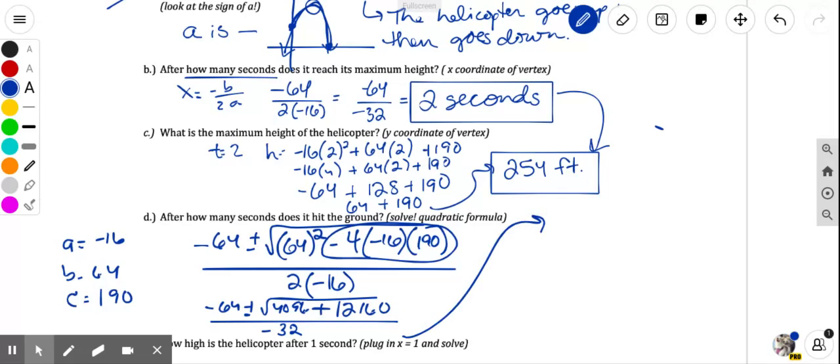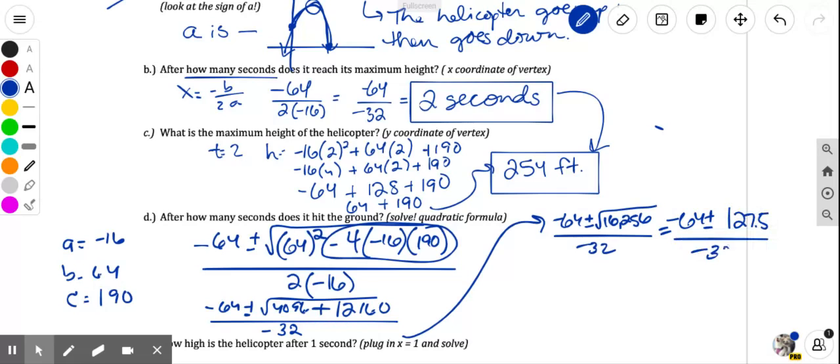Okay, next we're going to add underneath the square root symbol. So we're going to have negative 64 plus or minus the square root of 16,256 all over negative 32. Okay, so the square root of 16,256 is about 127.5, so we have negative 64 plus or minus 127.5 over negative 32.